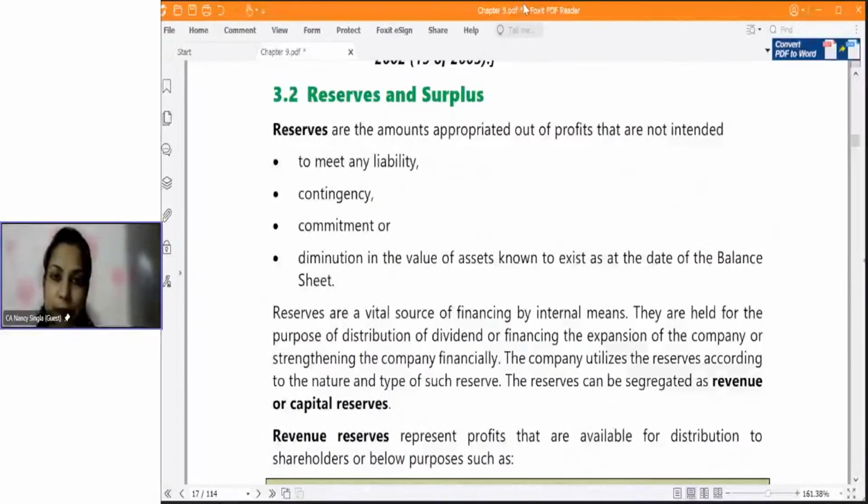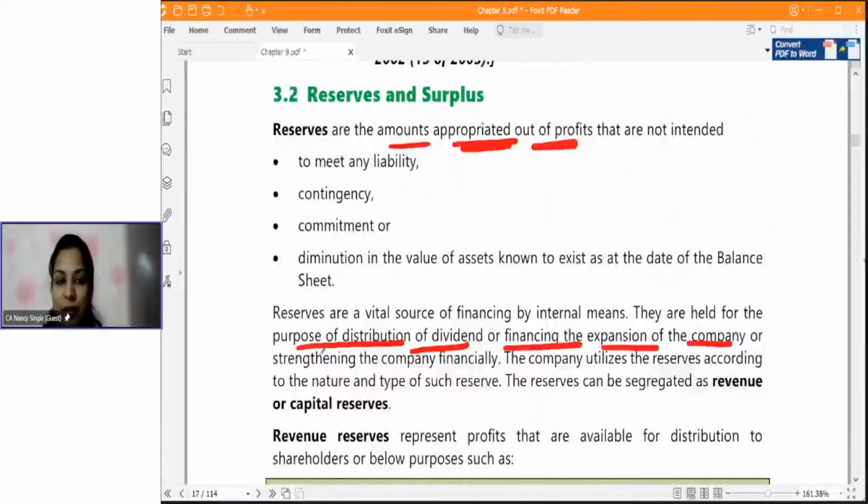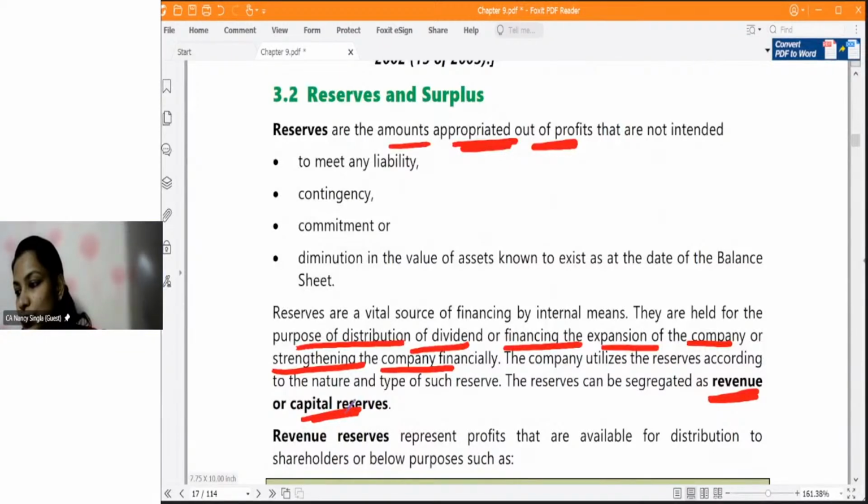Tell me what are reserves? Reserves क्या होते हैं? So students, reserves are the amounts appropriated out of profits. These are held for the distribution of dividend or for financing the expansion of company, strengthening the company financially, and the reserves can be revenue reserves or the capital reserve. These are not charged against the profits. वो तो provisions होते हैं ना आपके. Reserves are amounts appropriated out of profits.